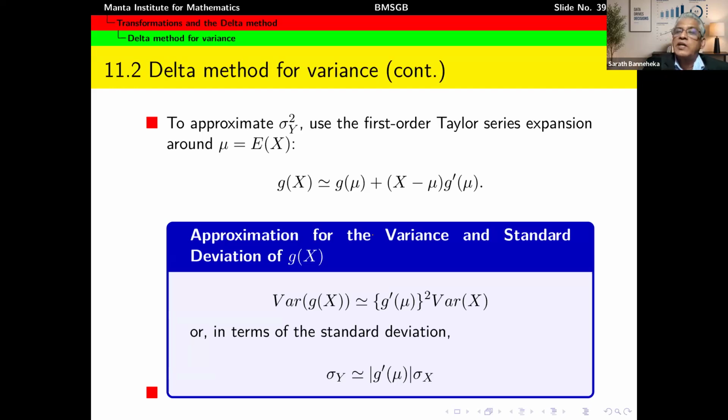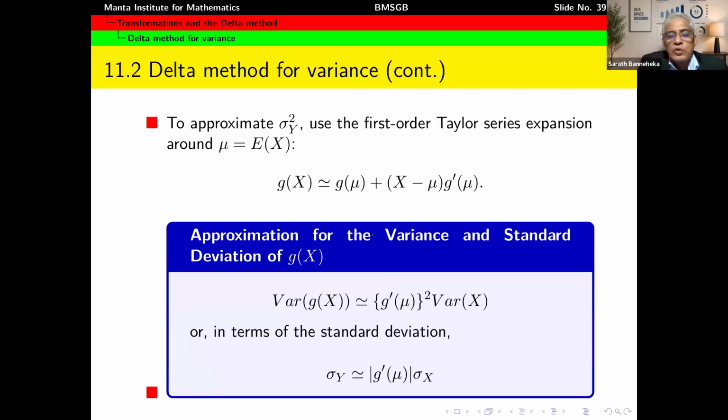But we know that the variance of x minus mu is the same as the variance of x. So therefore, we easily get an approximation for the variance of g(x) as the square of this term, that is g'(mu) squared, times the variance of x. So you start with x, you know the density function of x, for example, or you know the variance of x, and you know g, so you can get g', the first derivative, and you know mu, therefore you can get an expression for this. The variance of x we know, so we can easily get the expression for the variance of g(x).